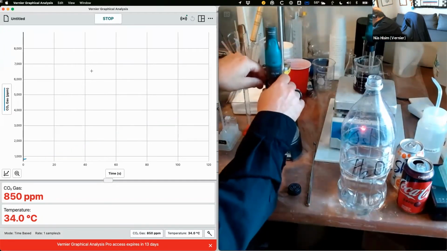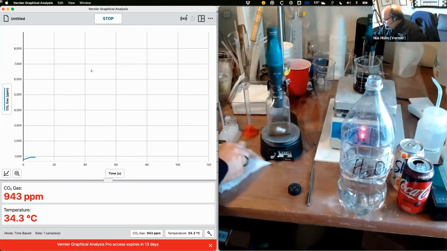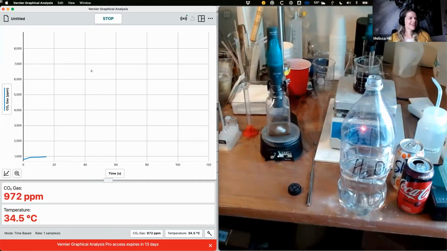Any thoughts while we're doing this? Anyone have any questions or concerns? Nothing's come in. People are getting good data through the data sharing, so that's great.